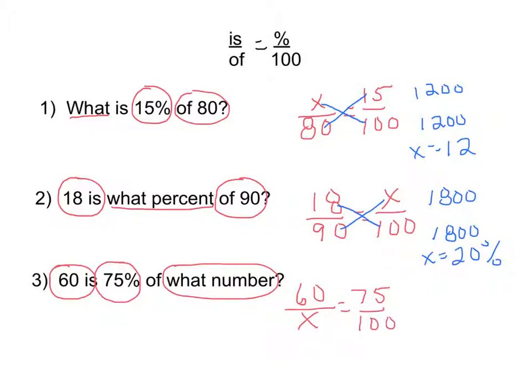If I want to go through and solve that, I know that 60 times 100 is equal to 6,000. So I know that x times 75 also has to equal 6,000. And when I go through and do the math, I get an answer of x is equal to 80. So 60 is 75% of 80 would solve that particular problem. Notice that for all three of these problems, using that is over of statement made it fairly easy to come up with a proportion that would work.